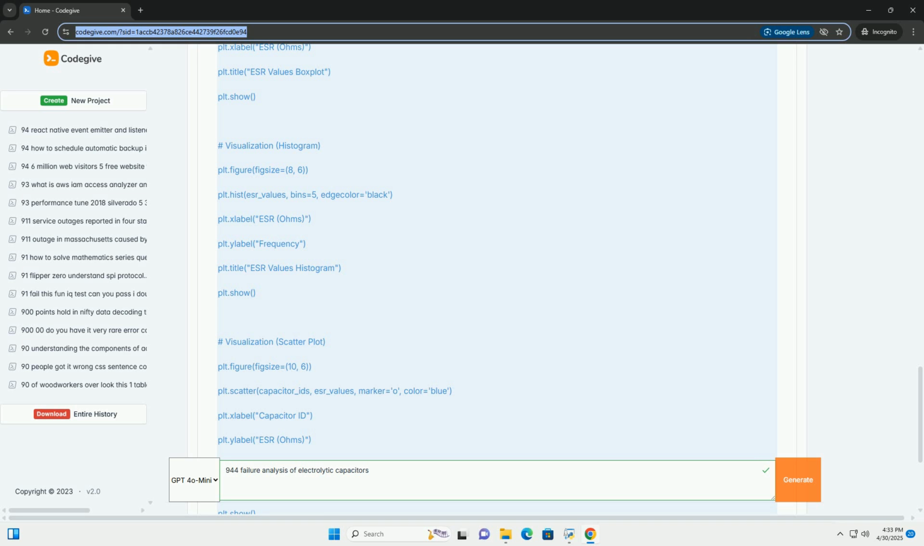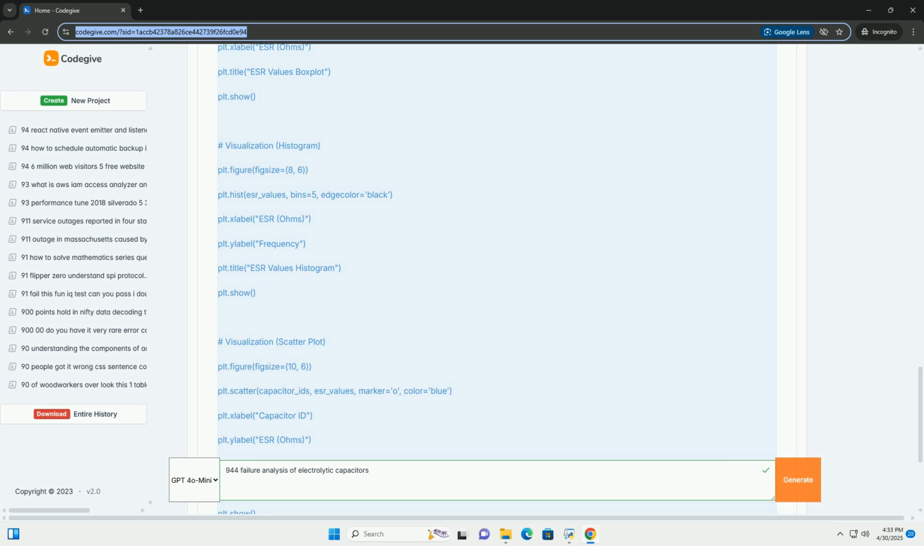Description. The electrolyte gradually dries out or leaks over time. This is especially common in older capacitors, particularly those operating at elevated temperatures. Cause. Evaporation, diffusion through seals, chemical reactions within the electrolyte. Heat accelerates this process. Poor sealing.